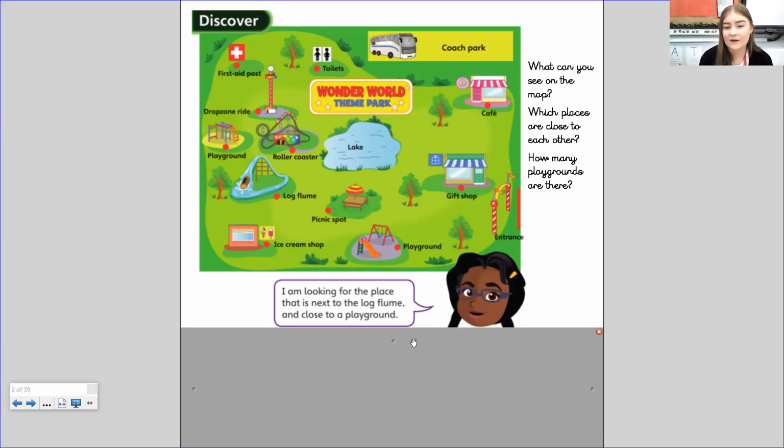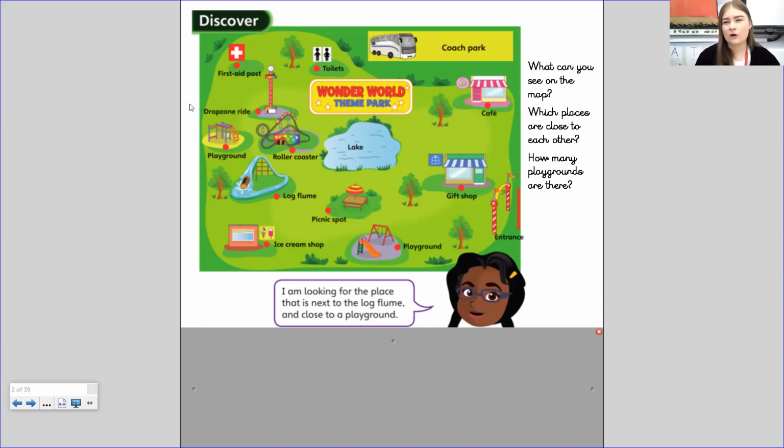So she's looking for a playground that's near the log flume. Okay, now both playgrounds are not too far from the log flume, but this one on the left-hand side of the map is definitely closer to the log flume. So if she's looking for the place that is next to the log flume and close to a playground, what could she be looking at?